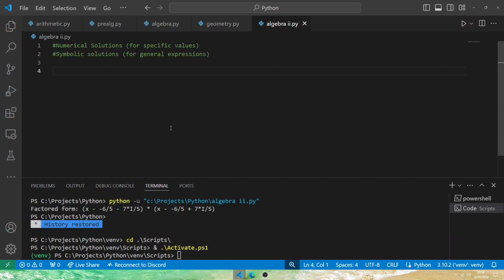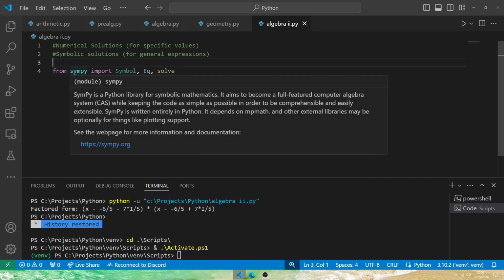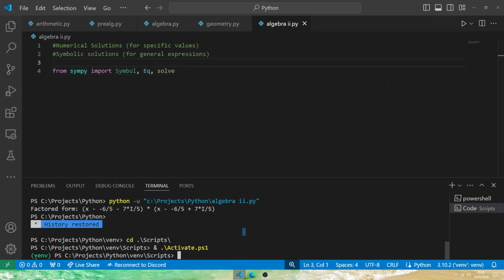So starting this off, I'm going to go ahead and use SymPy: import Symbol, Eq, and solve. Now, SymPy is probably not installed by default, so make sure that you're in your virtual environment, and you can go ahead and do pip install sympy like that, and that will get that module installed for you on that virtual environment.